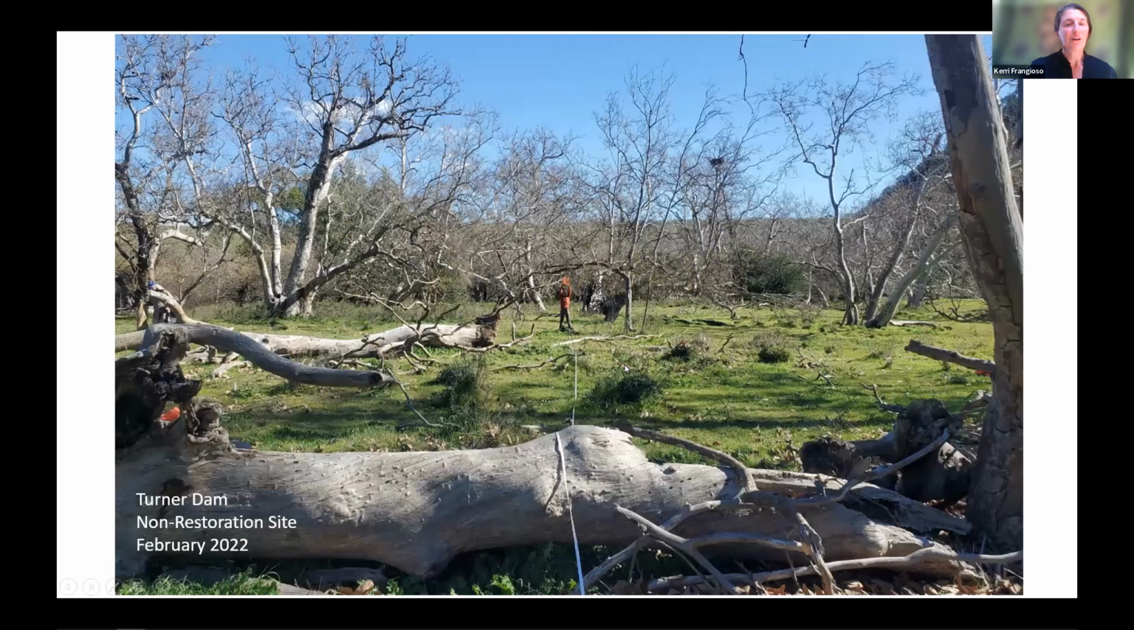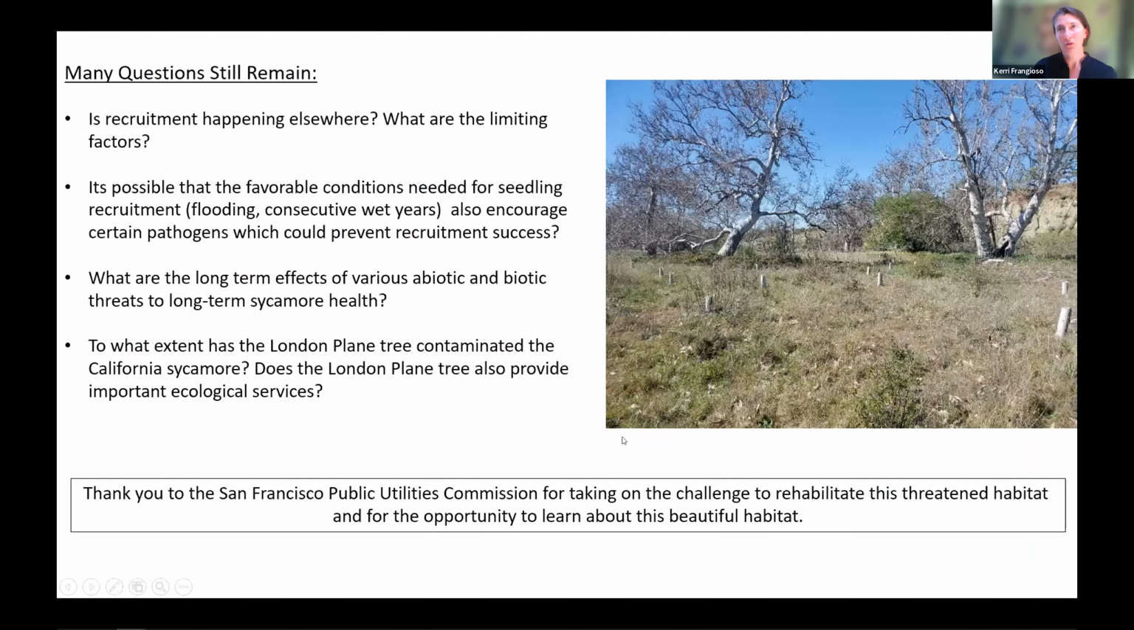So it's difficult to make conclusions after just having established these plots, but from our initial assessment, again, restoration efforts and the inadvertent introduction of various Phytophthora species doesn't seem to be impacting sycamore health. However, many questions still remain. Is recruitment happening elsewhere throughout the range of California sycamore?